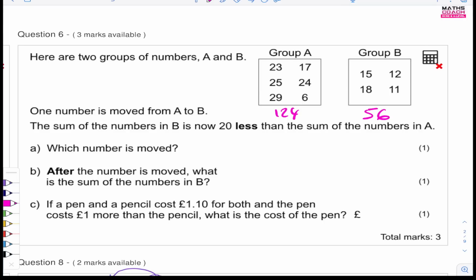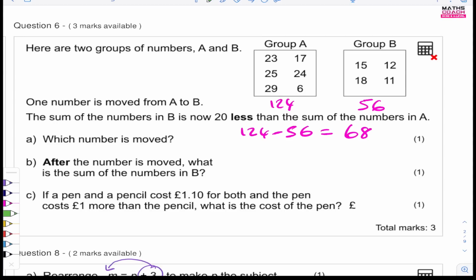So now one of the numbers is moved from A to B, and the sum of the numbers in B is now 20 less only. So currently how many less is it? So let's work that out. So 124 minus 56 gives us 68, right? So currently 68 is the difference between group A and group B.